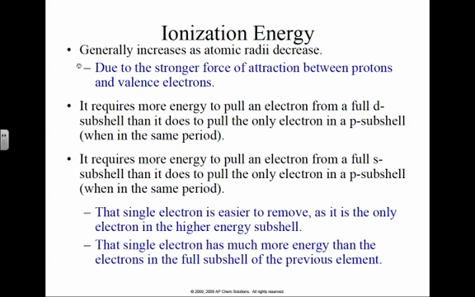Generally, an increase in atomic radius decreases ionization energy, okay, due to the weaker force of attraction between protons and valence electrons. It requires more energy to pull an electron from a full D sublevel than it does to remove one from a P sublevel. It requires more energy to pull an electron from a full S sublevel than to remove one electron from a P sublevel. That single electron is easier to remove as it's only an electron of a higher energy level.